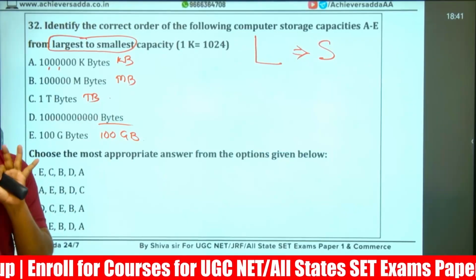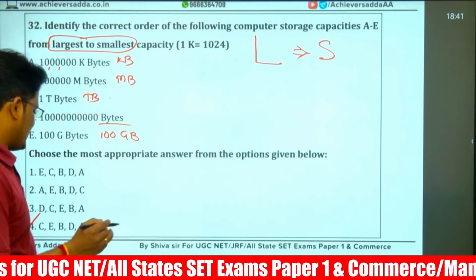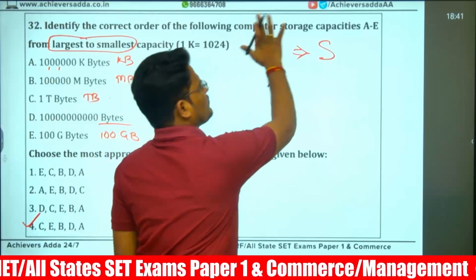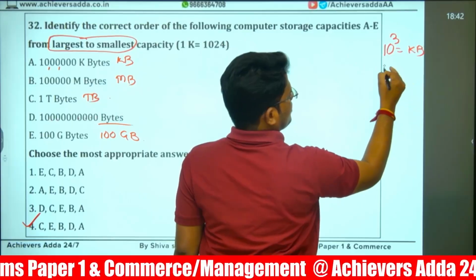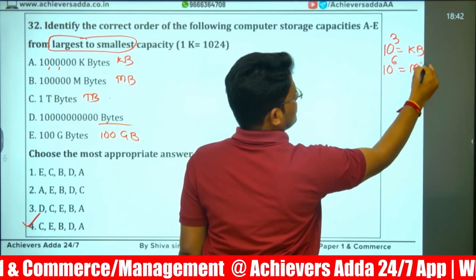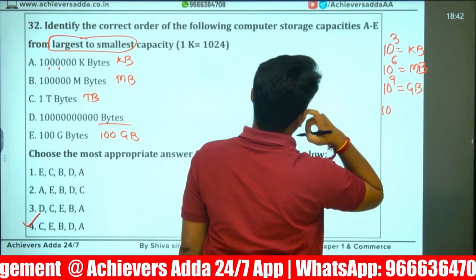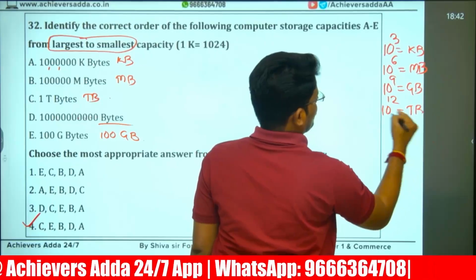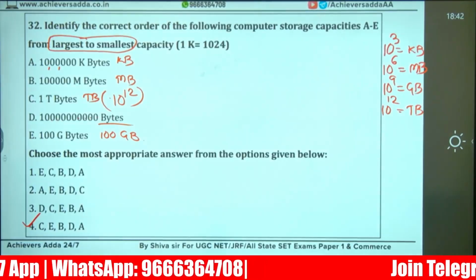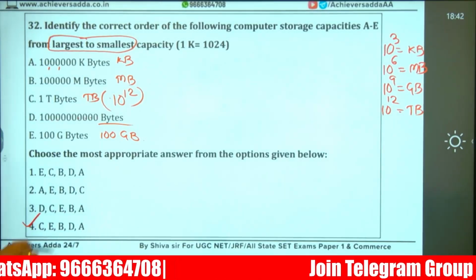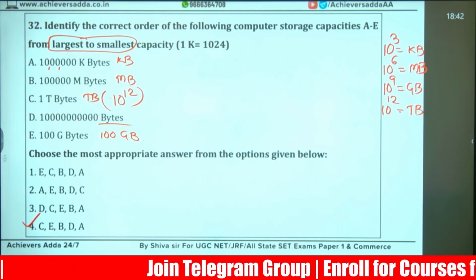But we require how to calculate. Sir, what is the decimal calculation? I will give a calculation now. How to solve it? We know that 10 power 3 equals KB, 10 power 6 equals MB, 10 power 9 equals GB, and 10 power 12 equals TB. So I can say 1 TB equals 10 power 12. Now here 10 lakh is there. 10 lakh is nothing but 1 lakh into 10.